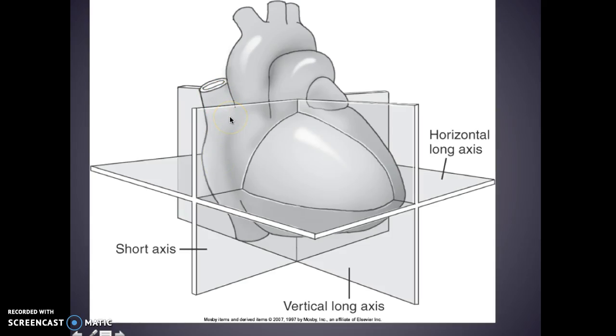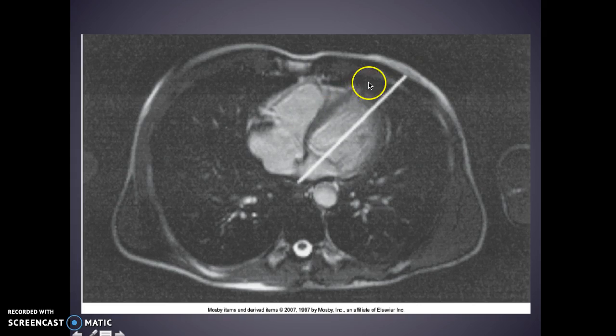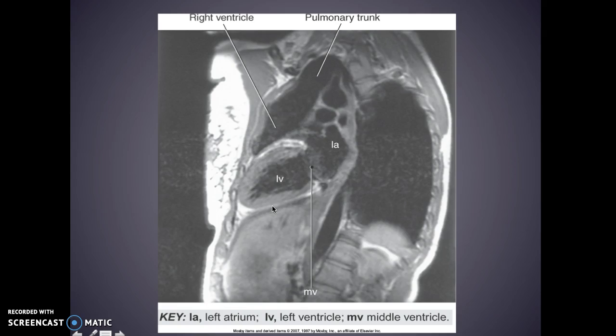So the heart sits at a weird plane. So we go by short axis, vertical axis, and horizontal axis when we're scanning. So to give you an idea in MRI, when we want to go through the left ventricle atrium, we do a slice similar to this, and it gives us this, just to keep things fun.